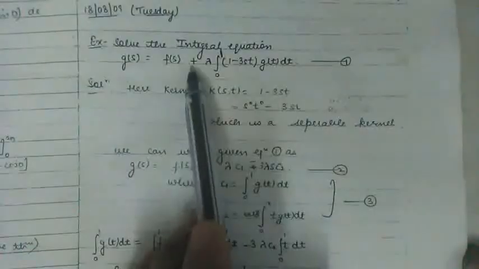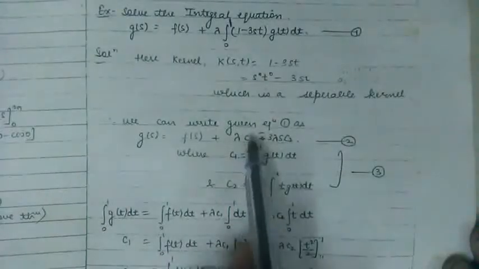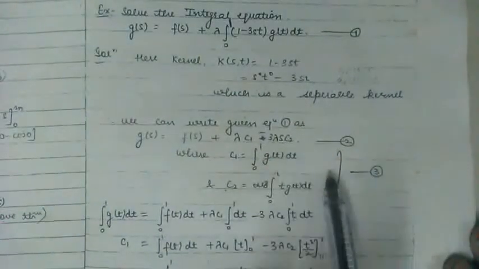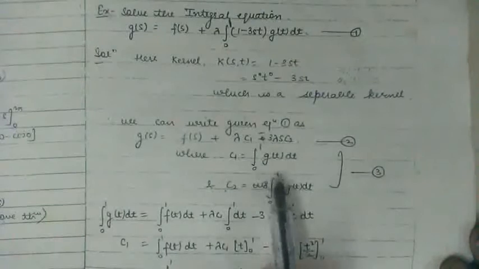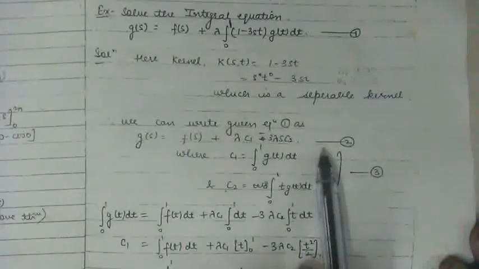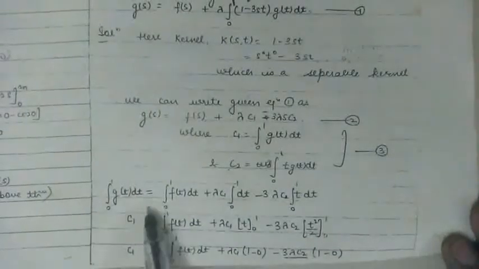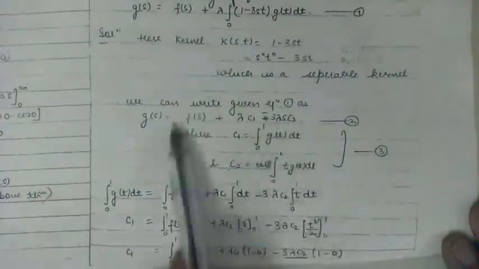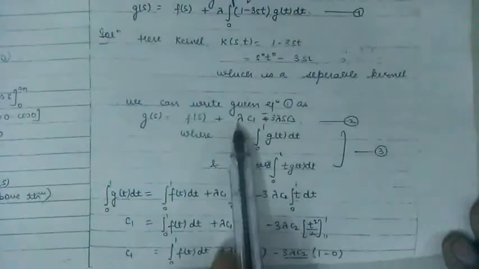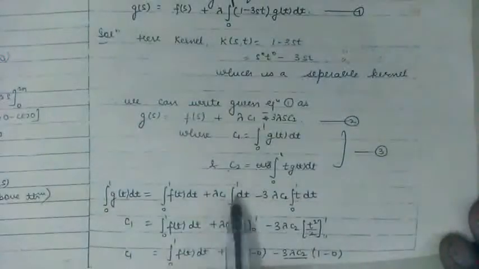So we can write the given integral equation in the form g(s) = f(s) + lambda c1 - 3 lambda s c2, where c1 is given by the integral from 0 to 1 of g(t) dt and c2 is given by the integral from 0 to 1 of t g(t) dt. Now let us find the values of c1 and c2 and substitute here in equation 2, as we have already done. To find the value of c1, let us consider the integral from 0 to 1 of g(t) dt. Now from here, by replacing s by t, we can find the value of g(t). g(t) is given by f(t) + lambda c1 - 3 lambda t c2. Substituting the value of g(t) here and solving the integrals.